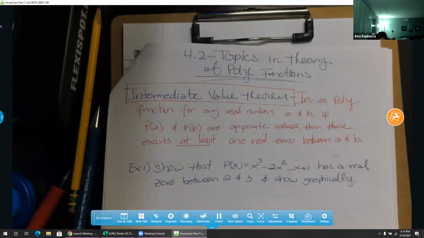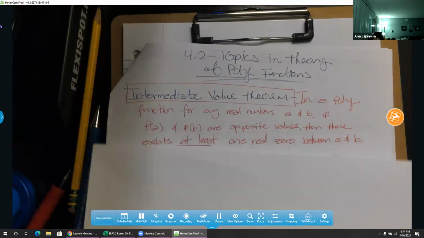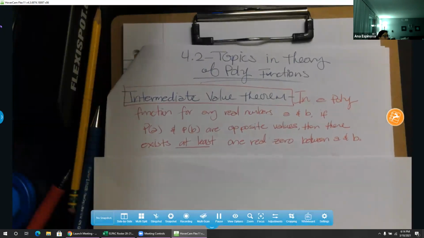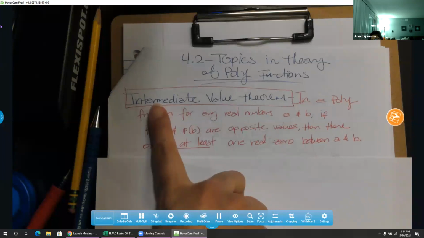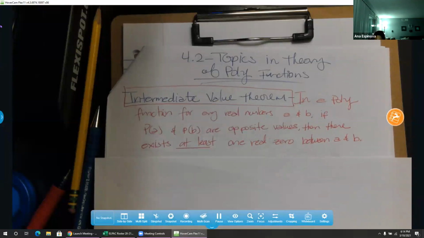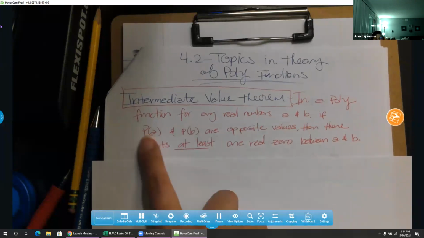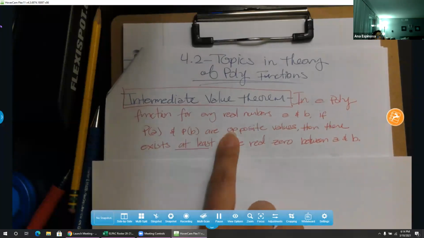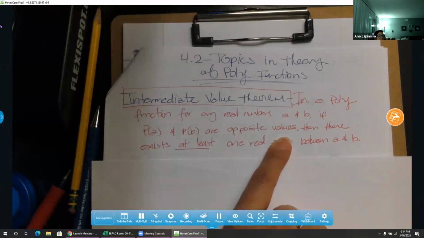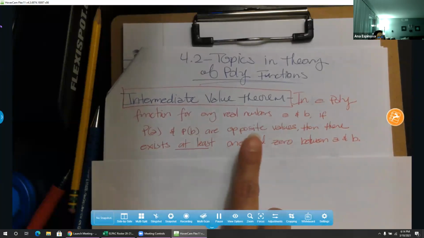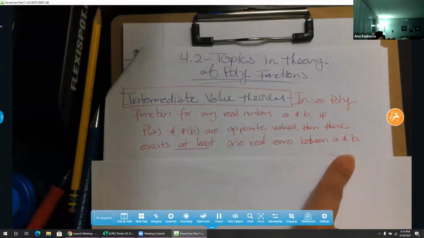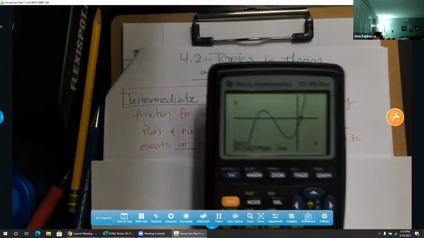4.2 starts saying the intermediate value theorem. In a polynomial function, for any real numbers a and b, if you have p of a and p of b with opposite signs, opposite values, then there is at least one real zero between a and b. How did that happen? What does that mean? You actually just finished doing it right now.